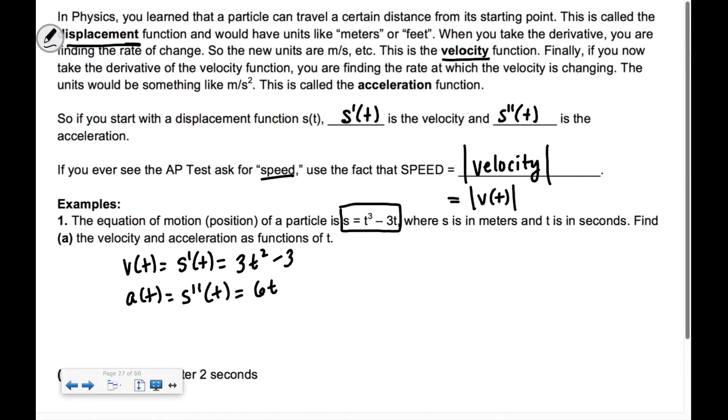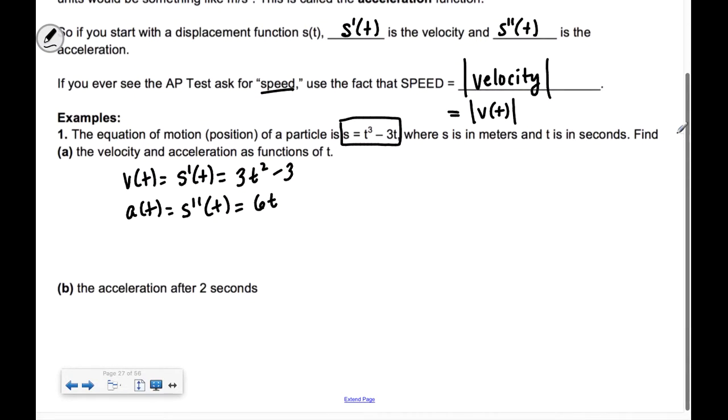So once you have those, you can ask any question about those. You could say things like, find the acceleration after 2 seconds. So your acceleration after 2 seconds, you would plug in 2, and you'd get 6 times 2, which is 12. Be careful to write your meters per second squared, and so on. Velocity is in meters per second. Acceleration is in meters per second squared.